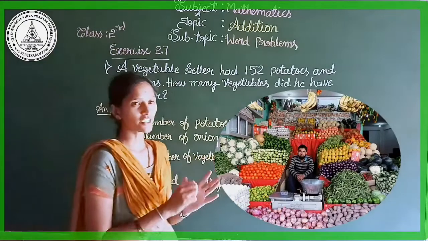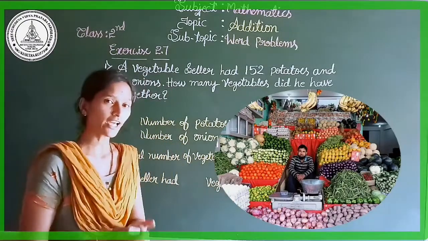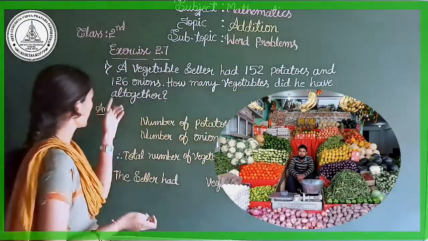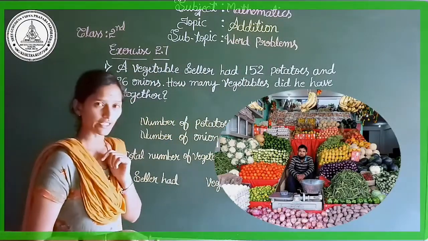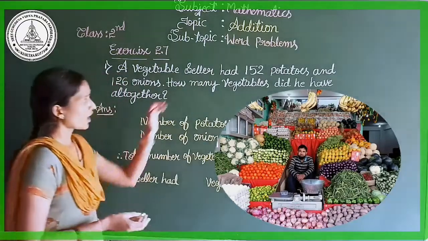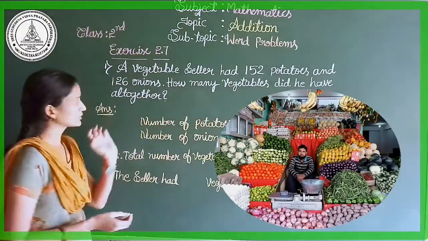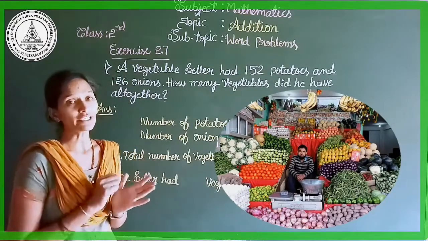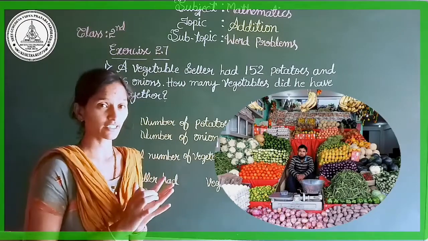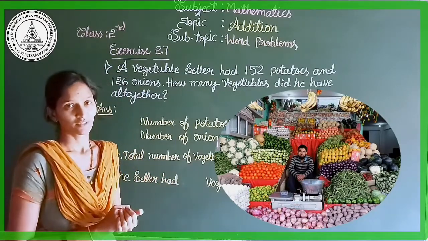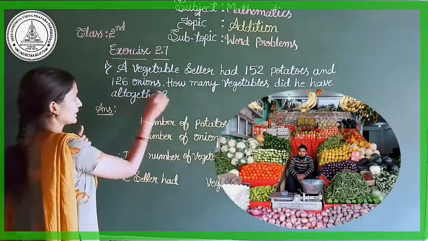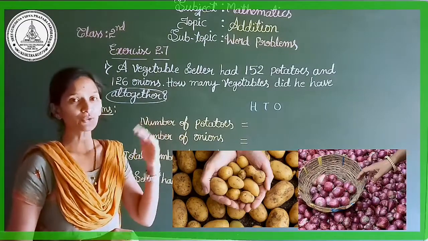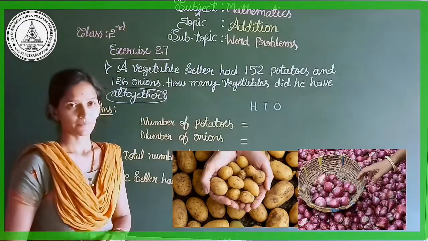Your friend decided to purchase some potatoes. So how many are there? The 152 potatoes and 126 onions. Okay. So how many vegetables did he have altogether? What they asked here is, you have to find out how many vegetables are there with him. Altogether means you have to calculate the total number, which means you have to do addition here.